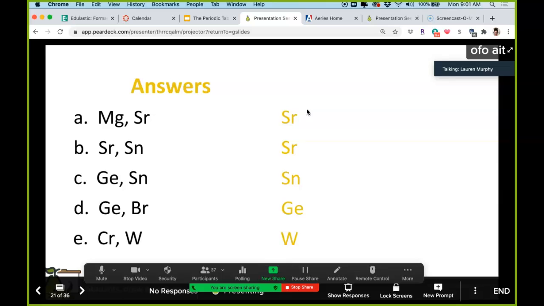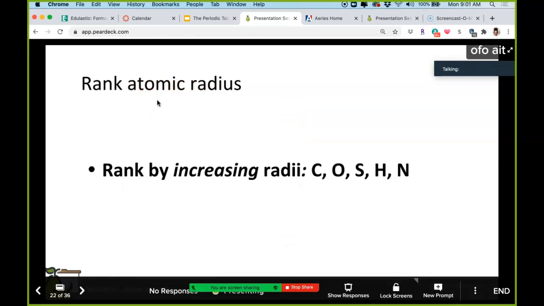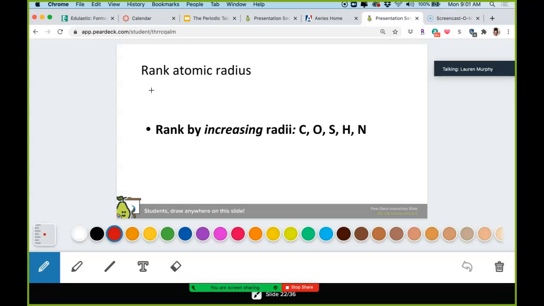All right, so here's all the answers. Okay, we're going to rank now by increasing radii. So let's talk about what this word means. This means smallest to biggest, or largest, whatever. That's what the word increasing radii means.